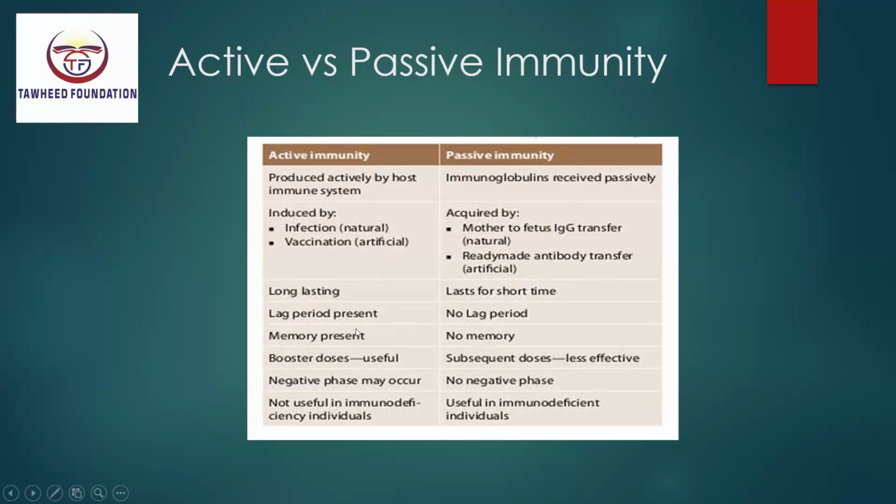A lag period is present in active immunity, while no lag period is present in passive immunity. Memory is present in active immunity, whereas no memory is present in passive immunity. Booster doses are useful in active immunity, whereas subsequent doses lessen effectiveness in passive immunity. A negative phase may occur in active immunity, whereas no negative phase occurs in passive immunity. Active immunity is not useful in immunodeficient individuals. Passive immunity is useful in immunodeficient individuals.